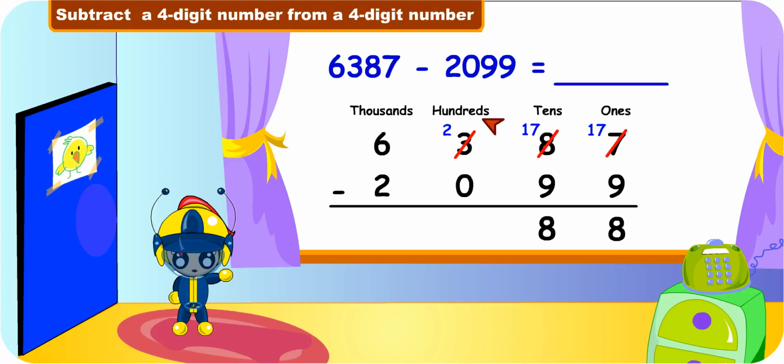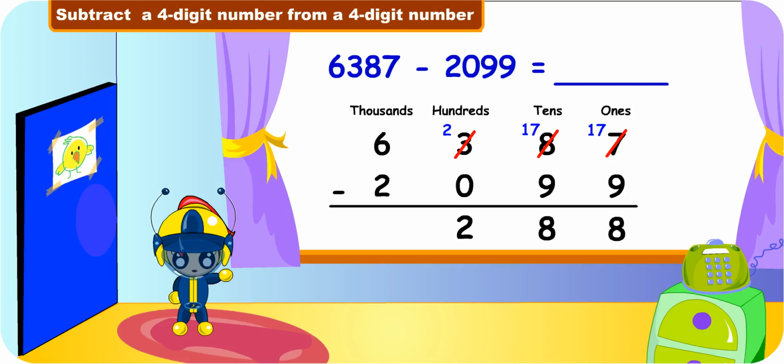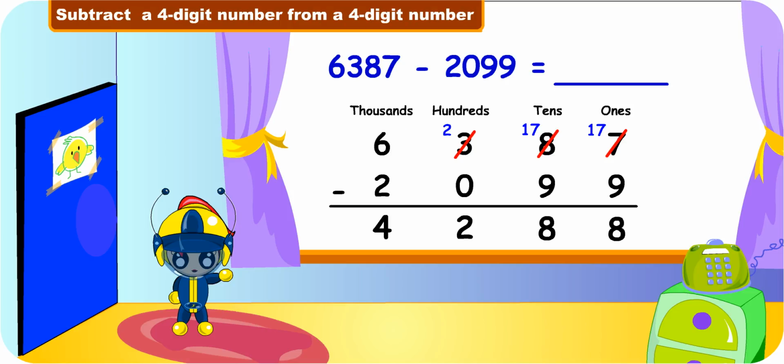Next, I subtract the hundreds. 2 hundreds minus 0 hundreds is 2 hundreds. So I write 2 in the hundreds column. Lastly, I subtract the thousands. 6 thousands minus 2 thousands is 4 thousands. Therefore, 6,387 minus 2,099 is 4,288. Excellent, Turbo Girl.